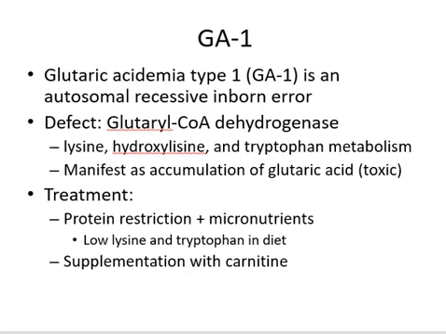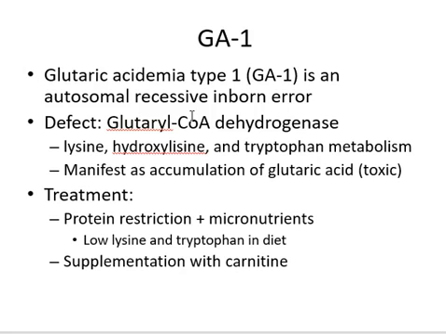Okay. So GA1 is glutaric acidemia, type 1. It's an autosomal recessive inborn error of metabolism that has a primary effect on the enzyme glutaryl-CoA dehydrogenase. So what does this mean? The biotransformation or the metabolism of three amino acids, lysine, hydroxylysine, and tryptophan, are going to be severely restricted. And this manifests itself as an accumulation of glutaric acid, which is really toxic, especially toxic to neurons, but also to various tissues and cells.